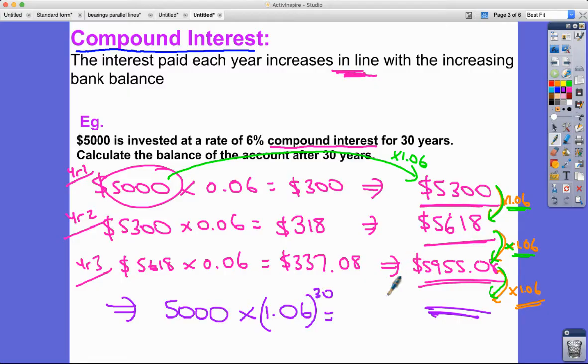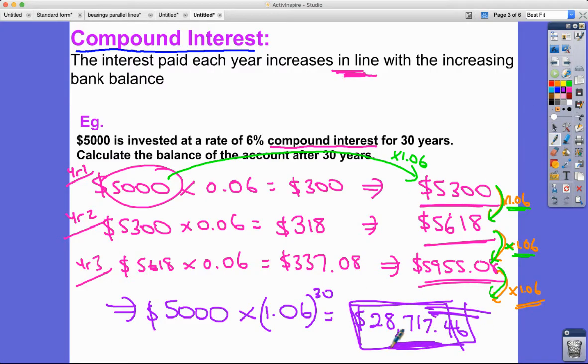a value of, my final value after 30 years is actually, in dollars, 28,717.46. Now, if we compare that to my paltry 14,000, if it was simple interest, I've more than doubled my amount. Compound interest is a winner. We always go for compound interest.